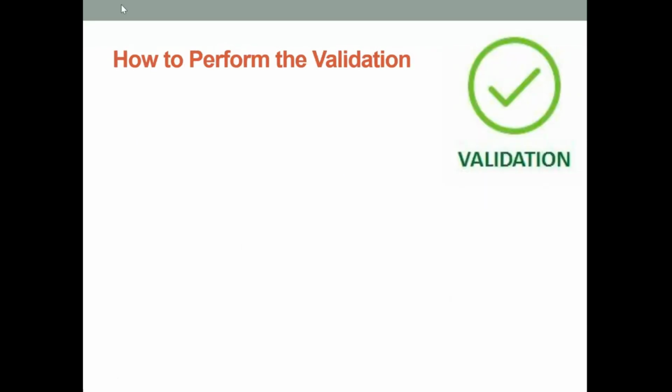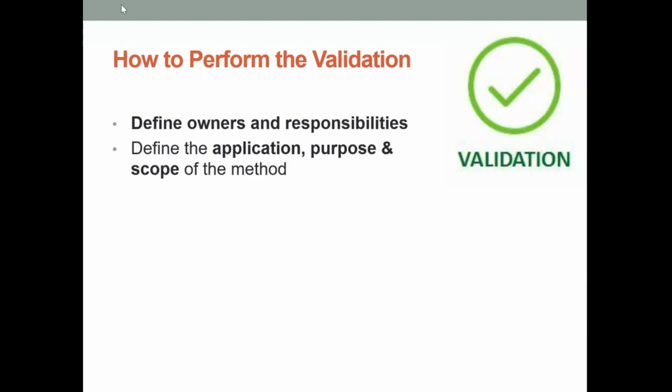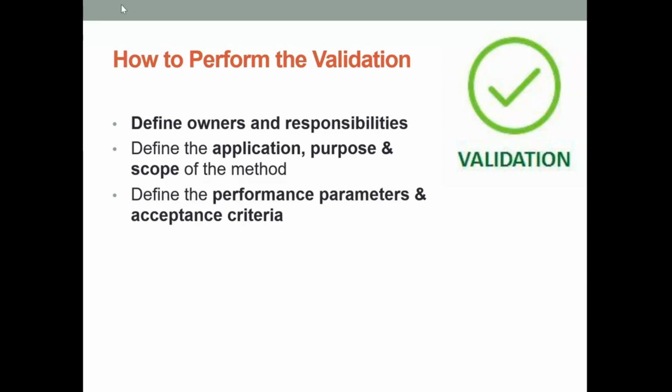So how do we go about performing the validation? Well, first thing we want to do is define the owners and the responsibilities. We want to define the application and the purpose and scope of method. So what is it being used for? Where is it being used? And what is the scope? Is it going to be just used on one site, across a whole organization, just across one piece of instrumentation, across all the instruments of the same type? We need to define the performance parameters and the acceptance criteria.